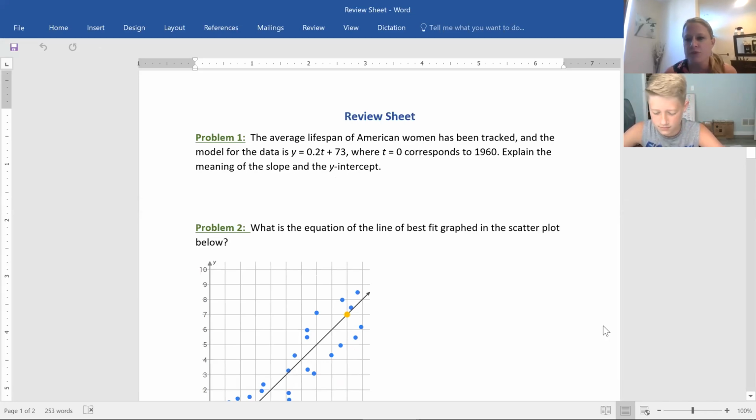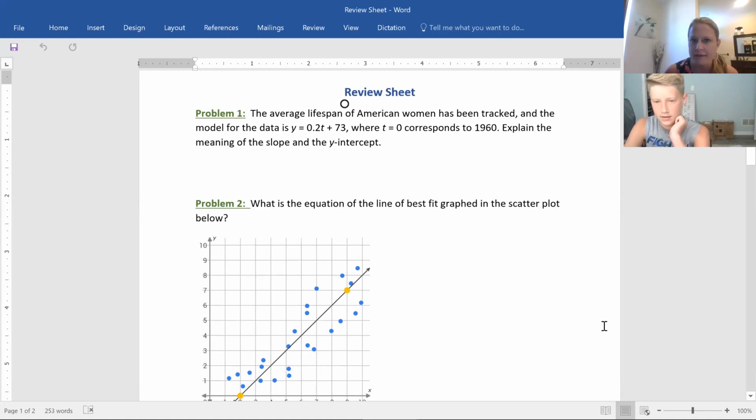Would you mind reading problem 1 for me? The average lifespan of an American woman has been tracked, and the model for the data is y equals 0.2t plus 73, where t equals 0 corresponds to 1960. Explain the meaning of the slope and the y-intercept.